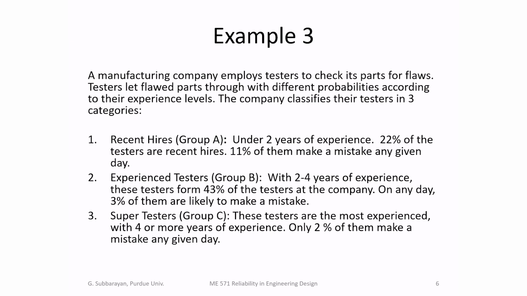So we have 3 groups, and they all have different levels of experience. We know their populations: 22% for group A, 43% for group B, and the rest group C. And we know that 11% of group A make mistakes. In group B, only 3% make mistakes, and in group C, only 2% make mistakes.